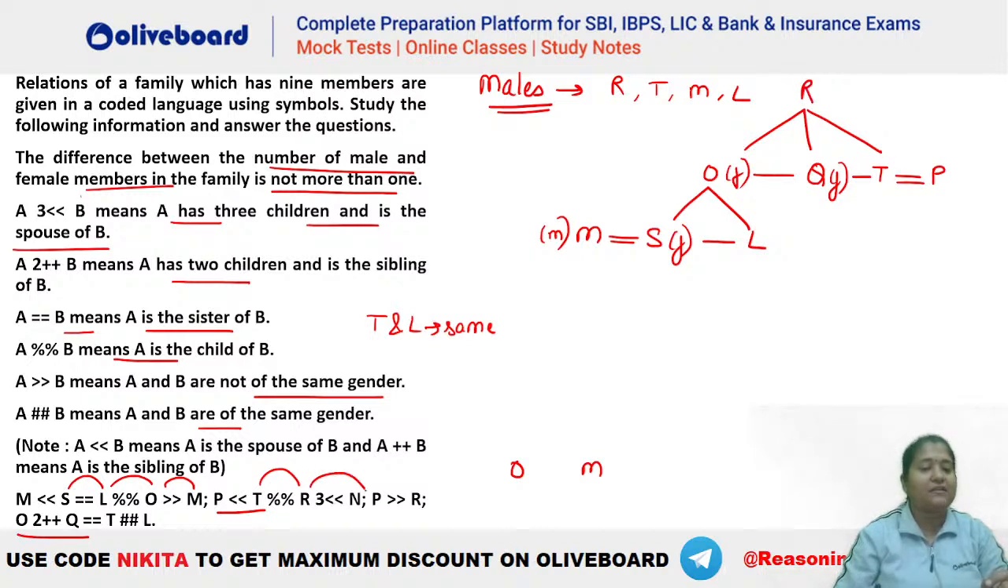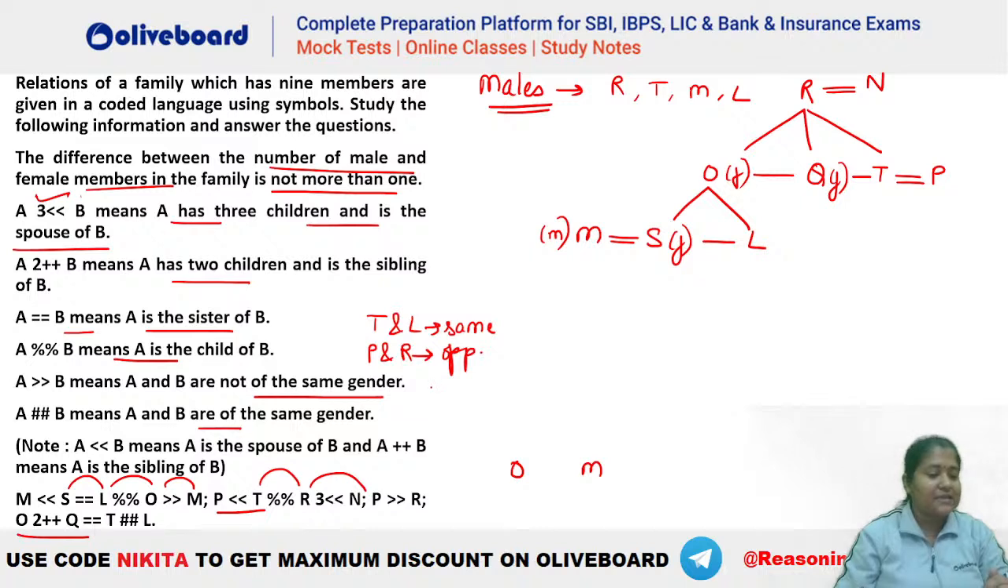Then we have R3 less than. Less than means that is this one, right? You can see the same thing, that is R has 3 children and is the spouse of N here. So that means R is the spouse of N will be like this. Okay. Then we have P greater R. Greater means they are not of the same gender. So P and R are of opposite gender. Okay. P and R are of opposite gender here.